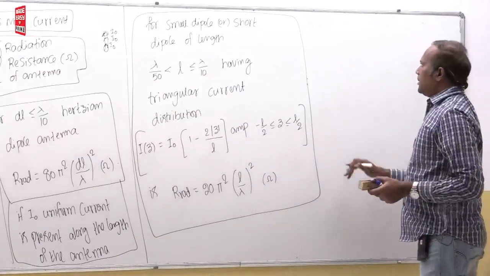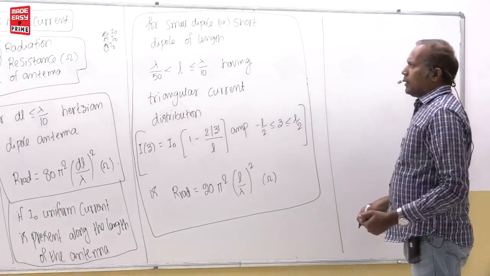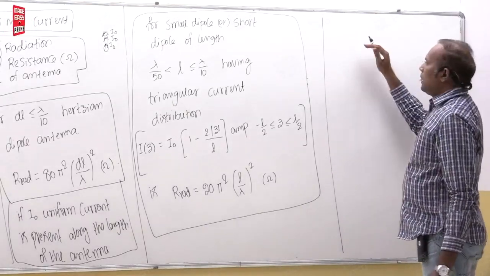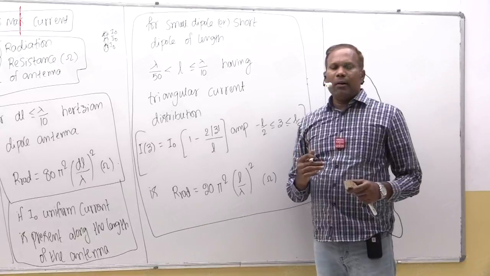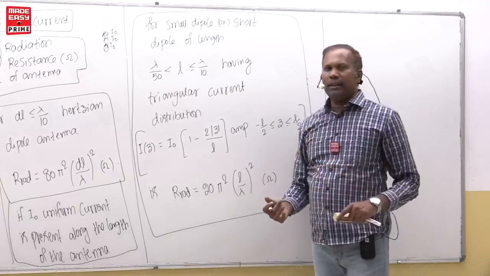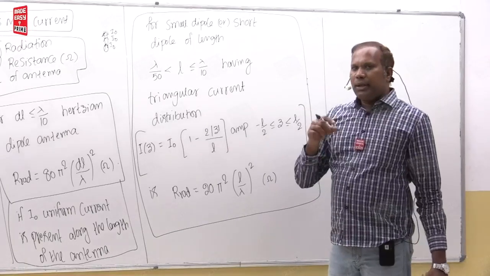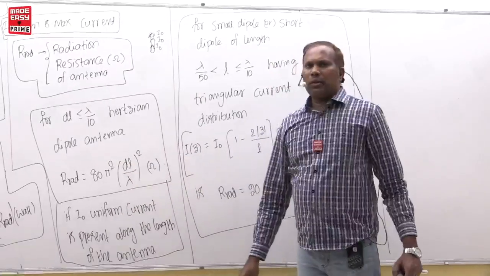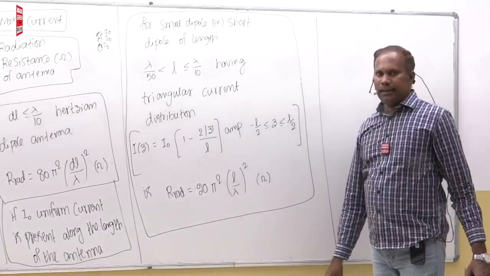Okay, right. Now, in many questions they give the length of the antenna in meters. In that question they give frequency also. Then you have to take the ratio of length and lambda, and find the length of the antenna in terms of the wavelength. For example, you get lambda by 10, and in the question a uniform current distribution is given. You have to use this 80 pi square dl by lambda whole square. So if triangular current distribution is given, you have to use this radiation resistance.